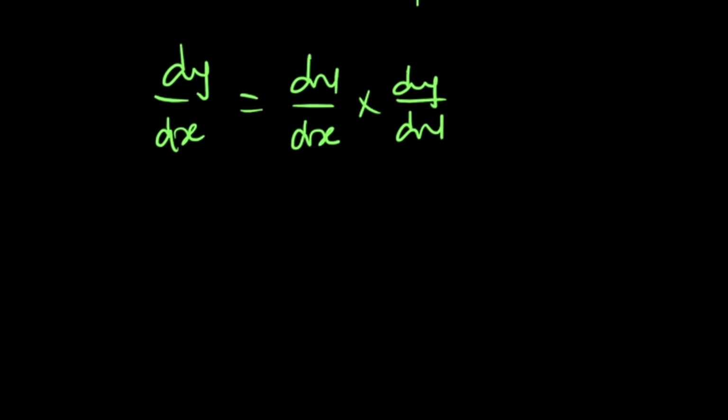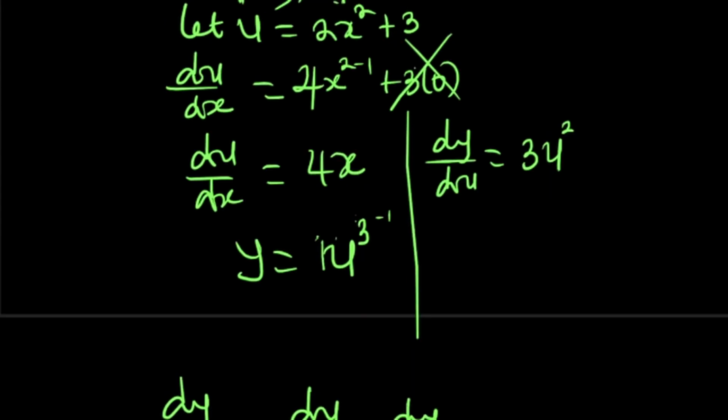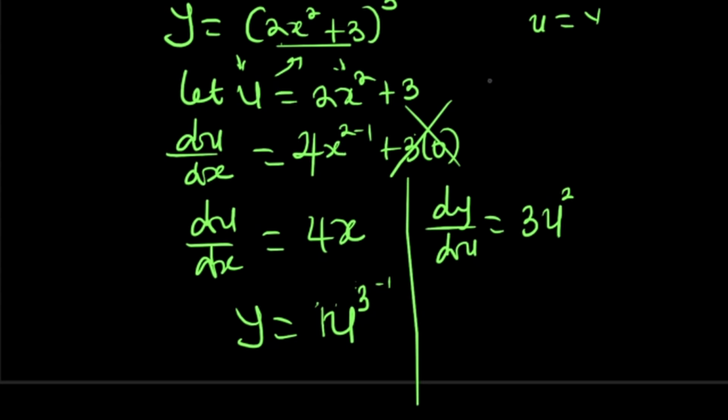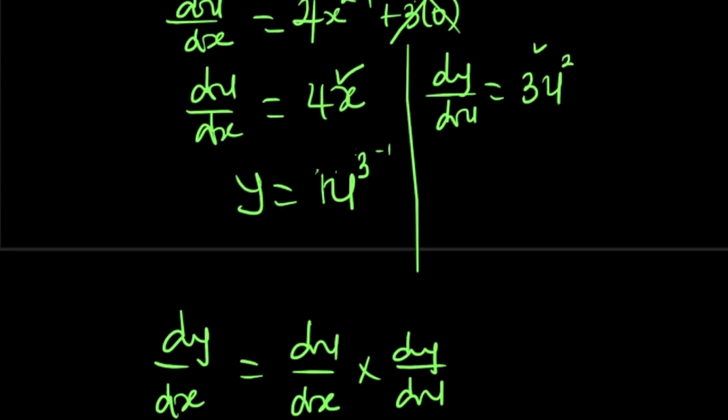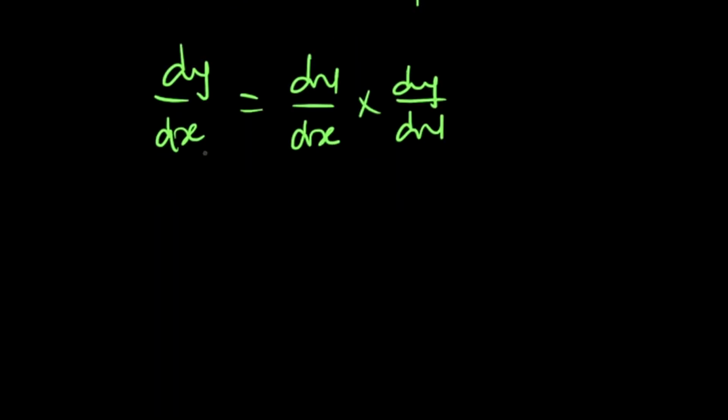Now let's go ahead and look for our du over dx. Our du over dx, as we got, was 4x. Our du over dx is 4x, and our dy over du is 3u squared. Now let's plug in and solve. So we say this is equal to, our du over dx is 4x, while our dy over du is 3u squared.